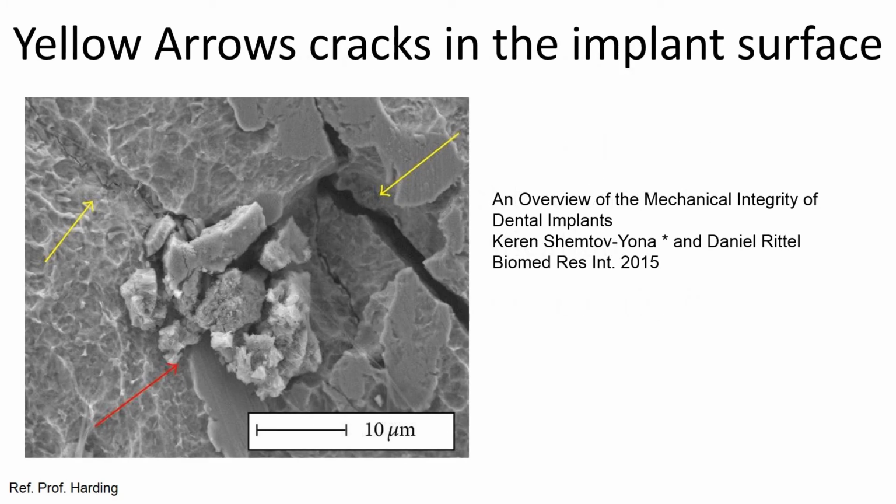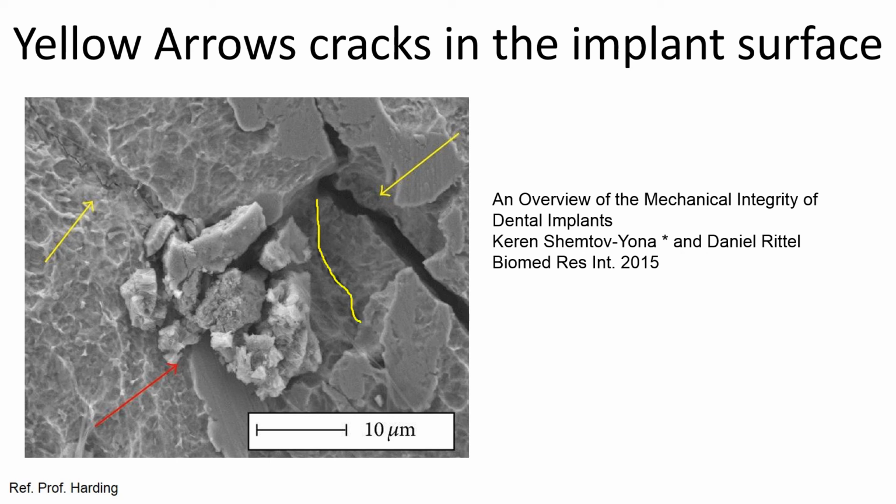So if we look at scanning electron microscope pictures of a fractured implant, now the yellow arrows are cracks in the surface of the implant, and the red arrow actually shows some blasting media that's been used to roughen the surface of the implant in place. So we've got these cracks appearing, and there's also, if you look carefully in this picture, in this area here, a very fine crack starting to develop.